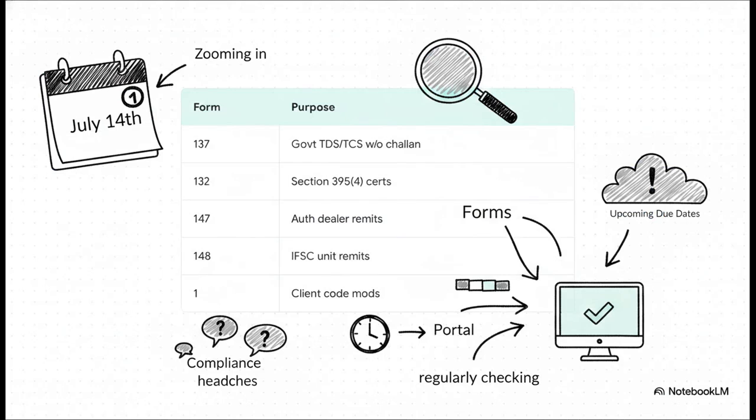Just to put this into perspective, let's zoom in on a single day, July 14th. The sheer volume of forms due on this one day is pretty intense. You've got government offices dealing with Form 137, authorized dealers handling remittances filing Form 147, IFSC units on Form 148, and stock exchanges submitting Form 1. The big takeaway here, you absolutely need to be checking the upcoming due dates section regularly. Missing even one of these super specific deadlines could trigger a massive compliance headache.